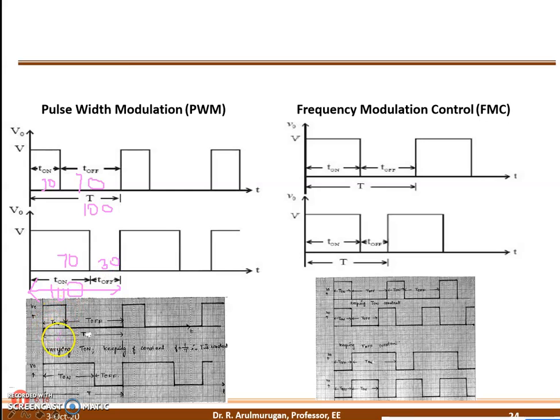Further, here the total time is 100. Now the on time is 20. What is the off time? 80. Now the on time is 80. What is the off time? 20. So you vary either the on time or the off time, but the total time should not vary. That is about pulse width modulation.